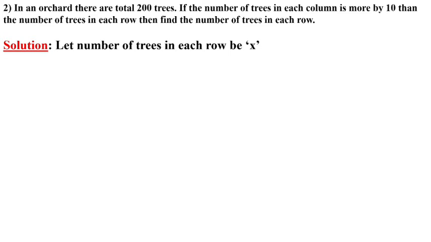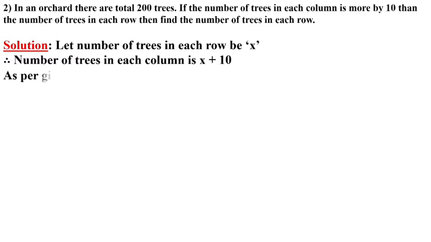Here we have to find the number of trees in a row. Now let's assume the number of trees in each row is x. The number of trees in each column will be x plus 10, because the condition given is that the trees in the column are more by 10 than in each row. As per the given condition, rows times columns gives the number of trees, 200. So row is x and column is x plus 10, x times (x plus 10) equals 200.